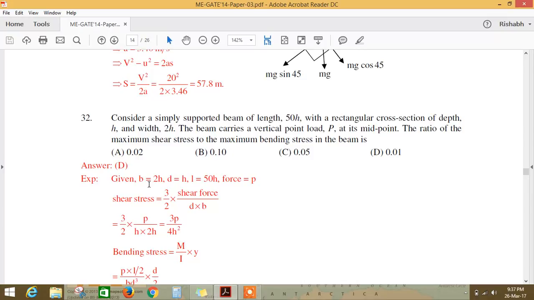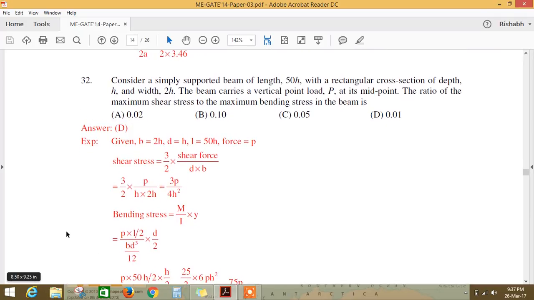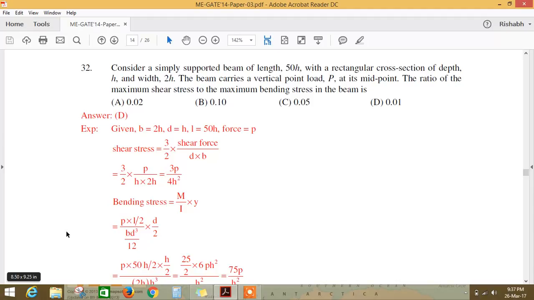Okay, so we know in case of a rectangular cross section, shear stress is maximum. What is the value of maximum shear stress? 3/2 of average shear stress. So this is the value of maximum shear stress, 3P by 4h square, and we know sigma by y is equal to M by I. Sigma is the bending stress, and M is the bending moment.